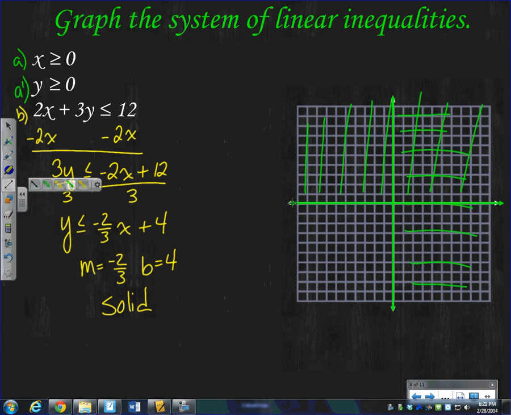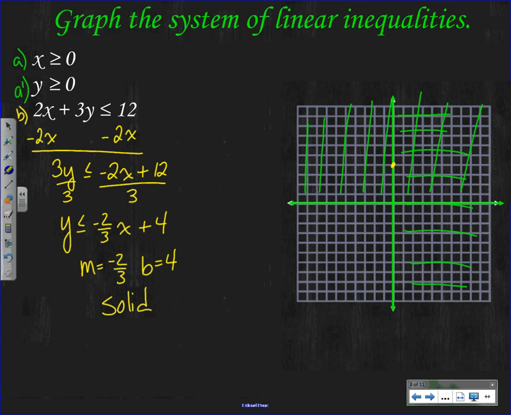Let's put our points on first. 4. 1, 2, 3, 4. Then I'm going to go down 2 and forward 3. 1, 2, 3. Down 2, forward 3. Up 2, back 3. Up 2, 1, 2, 3. Lovely. So solid line, solid yellow line.